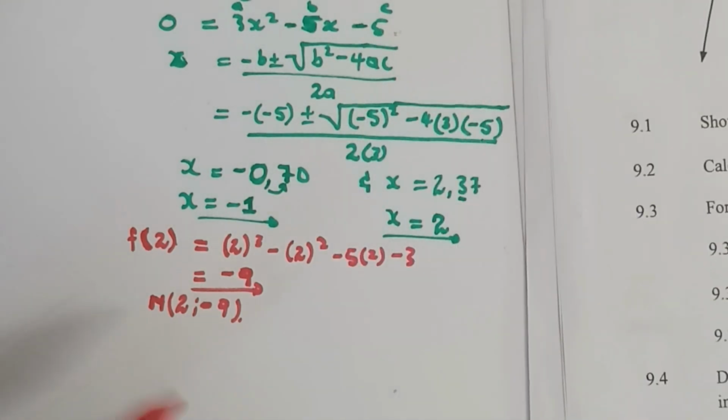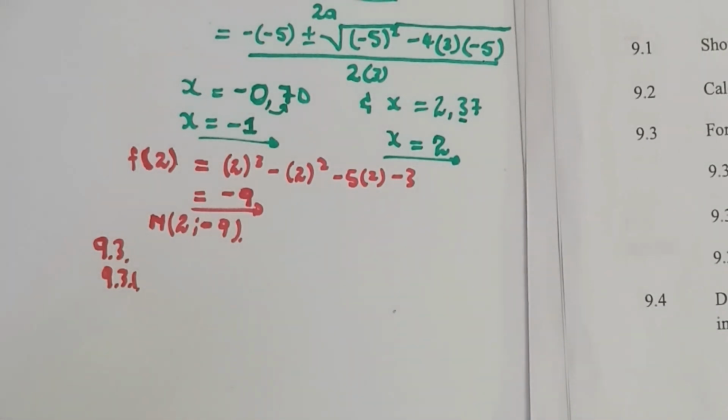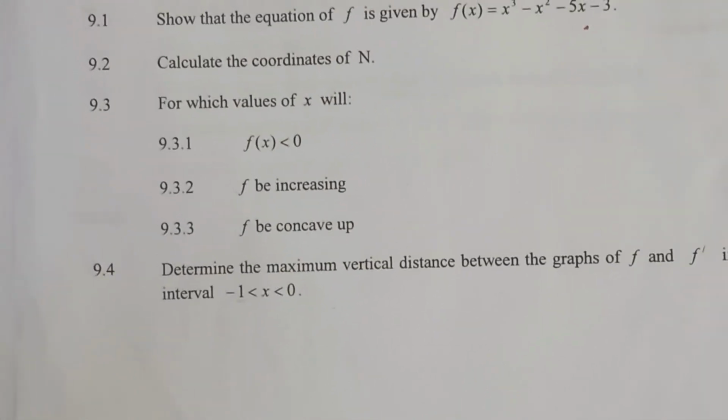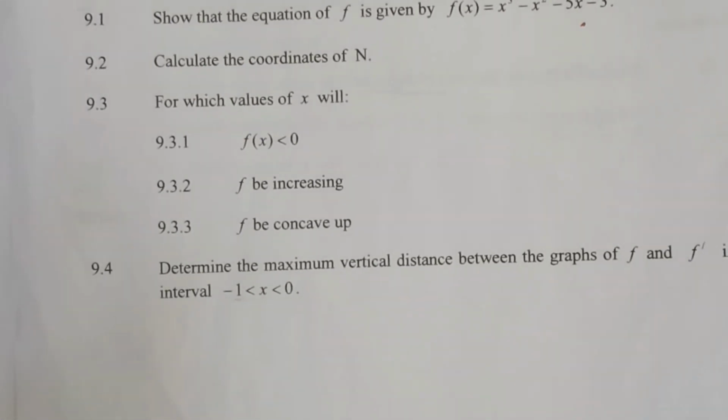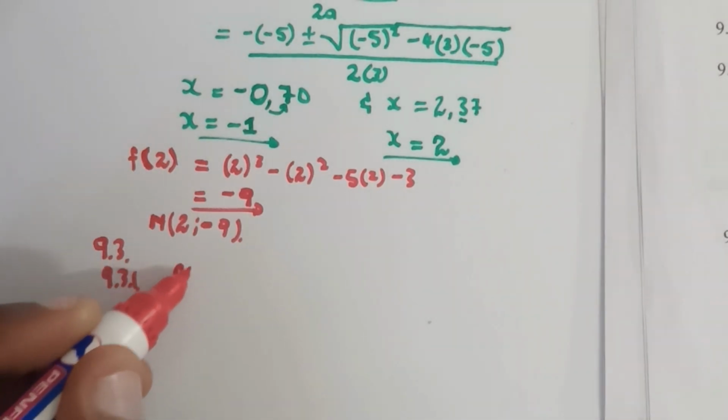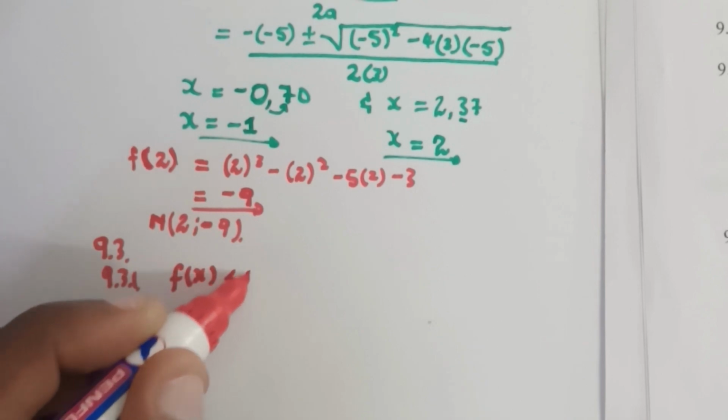So now let's jump to question 9.3. Question 9.3 has 9.3.1 here. These are the questions that people get scared when they see them. For which values of x will f of x be less than 0? So here they ask us for which values of x will f of x be less than 0.